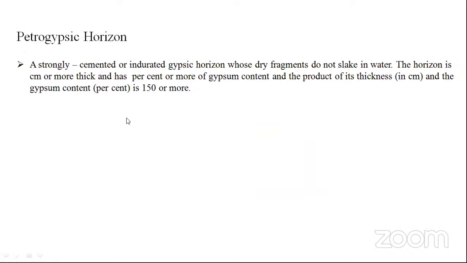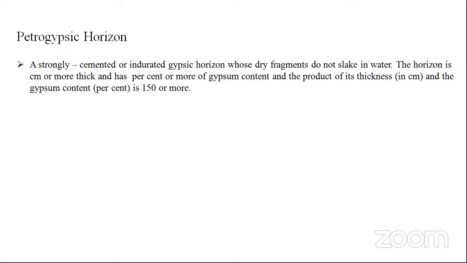Next one is called petrogypsic horizon. These are strongly cemented gypsic horizons whose dry fragments do not slake. You know, slaking means that you can't see any slaking. So the origin is centimeters or more thick.